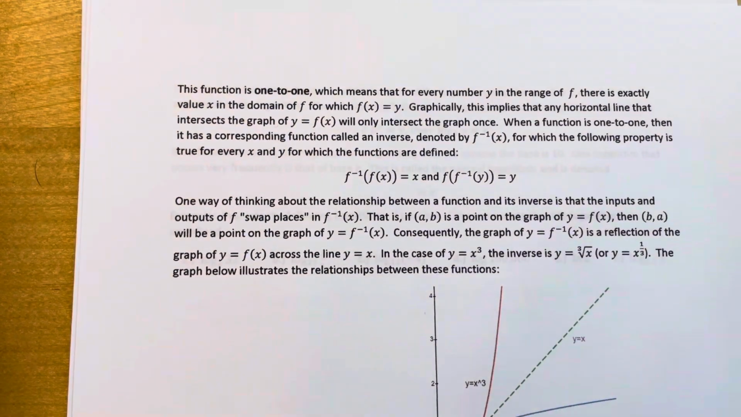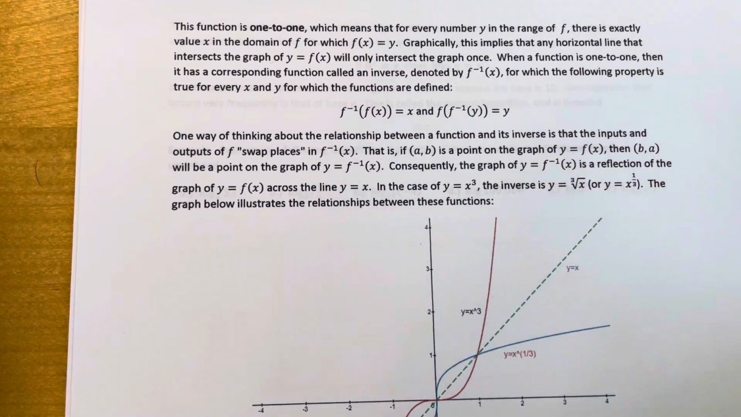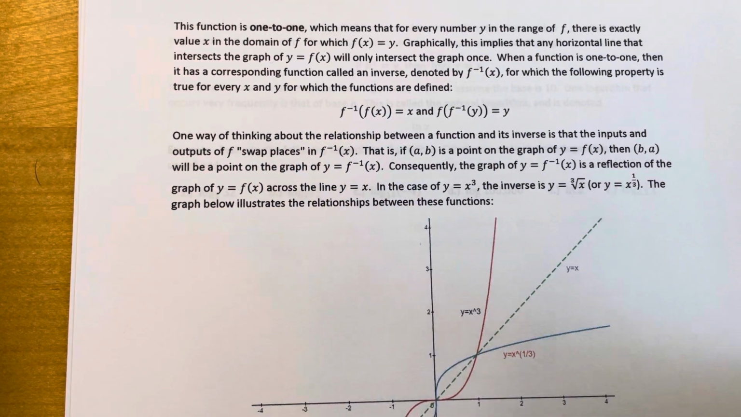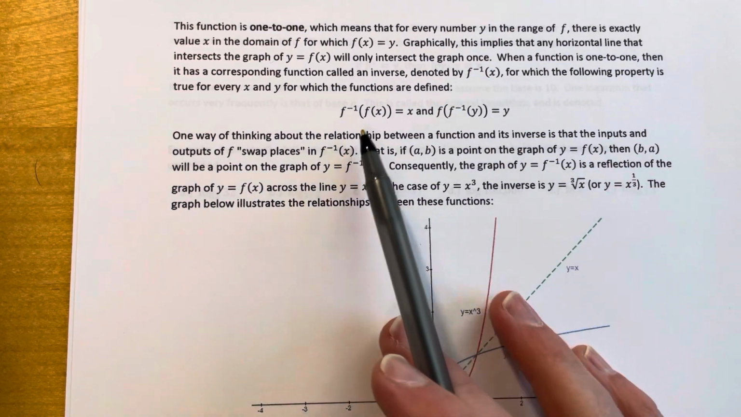Why are we talking about 1-to-1 functions? Well, 1-to-1 functions have something really useful. They have something called an inverse, or an inverse function. And basically, an inverse is a function that relates to your original function f of x in this way.